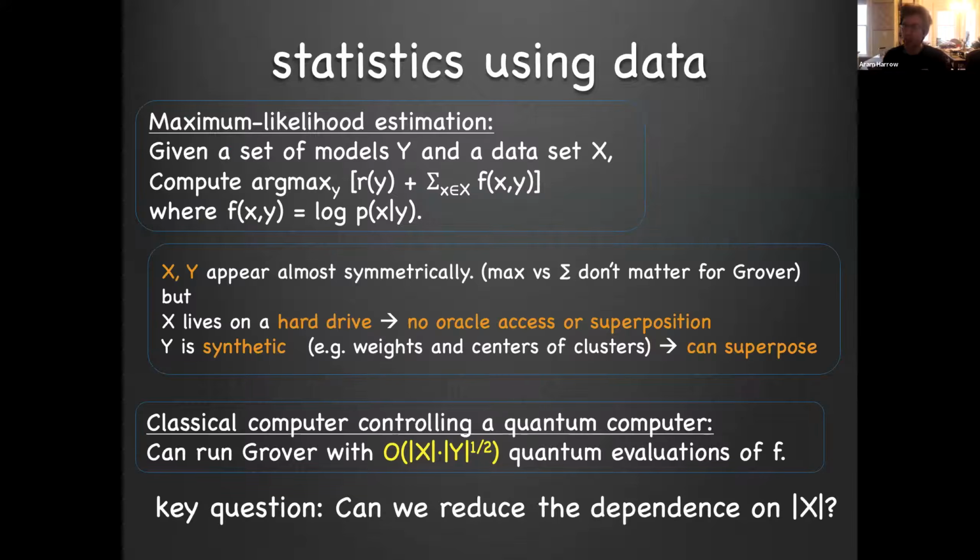Before I talk about how to do this, any question about the model, about the problems that we're trying to solve?